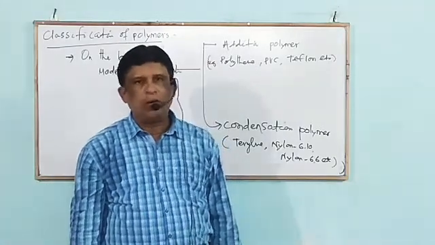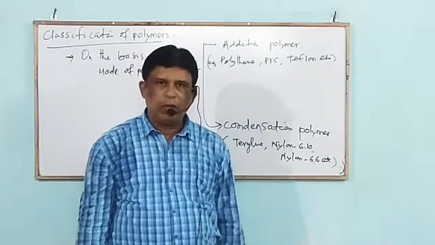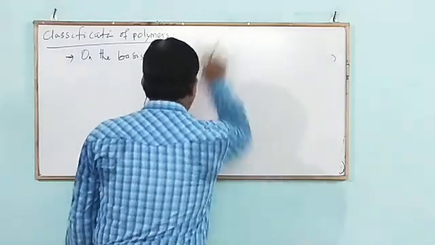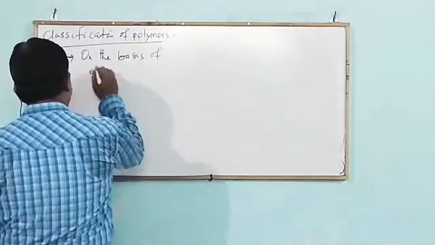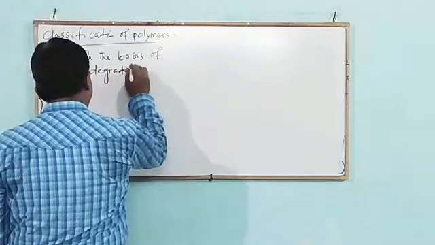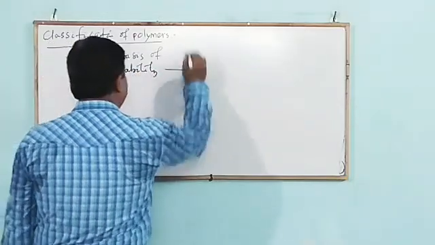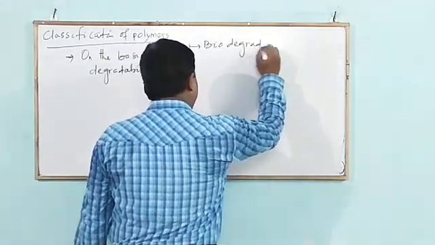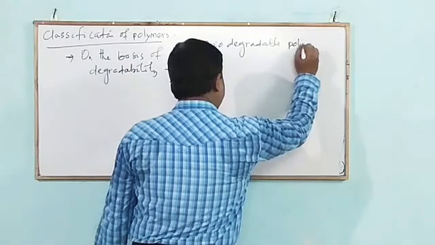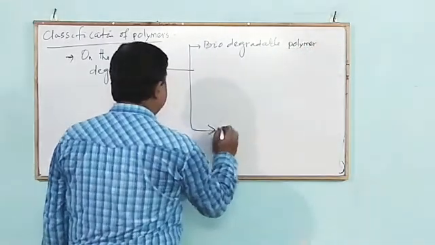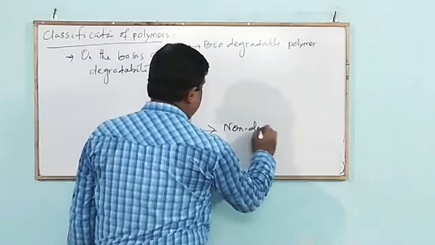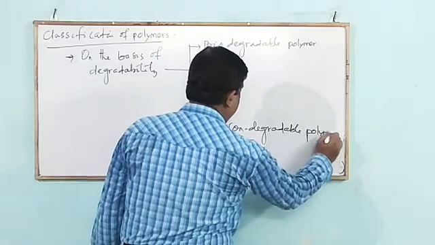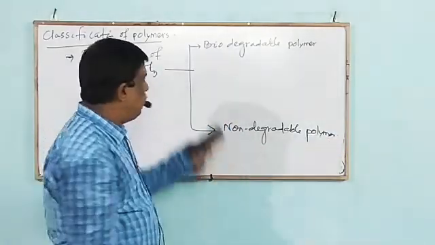One is biodegradable polymer, one is non-degradable polymer. Mark that. Next one is, on the basis of degradability, polymers are of two types. One is biodegradable polymer. One is non-degradable polymer. First is biodegradable polymer.